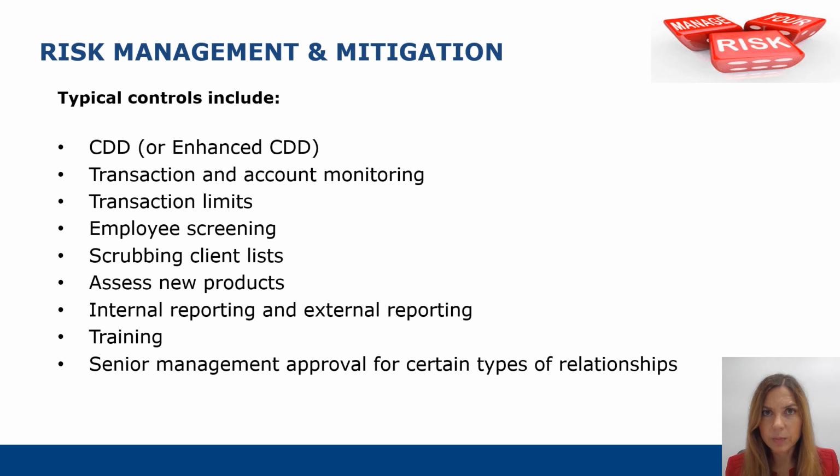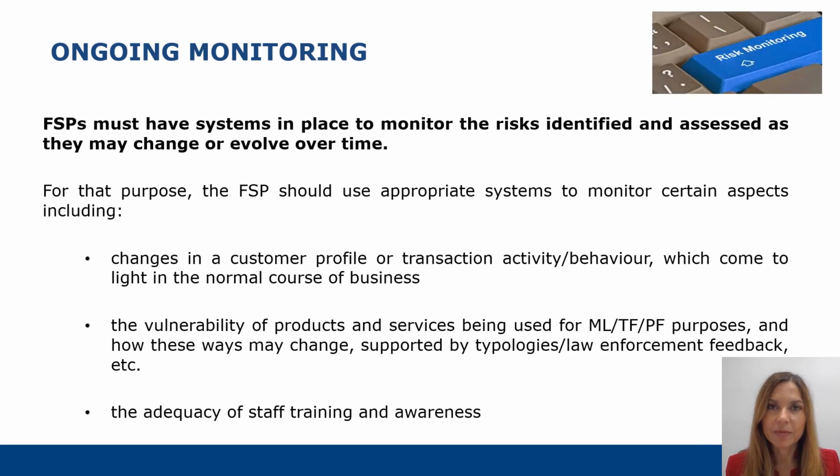Lots of methods and policies and procedures you can put in place to manage those risks where you think they're higher. You can use your internal reporting and external reporting in an effective way to assess and manage risk. And then, of course, another control is you can use training of your staff so they're very aware of certain aspects of risk and can respond quickly to them. And finally, as we mentioned before, senior management approval for certain types of relationship. So making sure that there's that senior management awareness of money laundering risks, and management and mitigation of that risk is absolutely key.